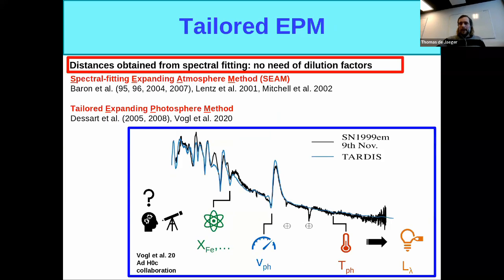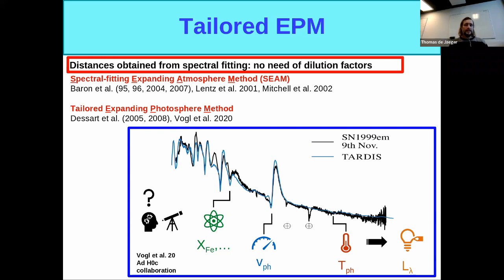So we are lucky because recently we found another way. Instead of using the dilution factor, what you can do is spectral fitting. The first method was developed by Baron and then was developed also by Luc Dessart. The issue with the first generation of spectral fitting was that it was very computing time consuming. In 15 years, we have only 2 or 3 examples of supernovae with spectral fitting. And so it's not easy to apply this to a sample of type 2.